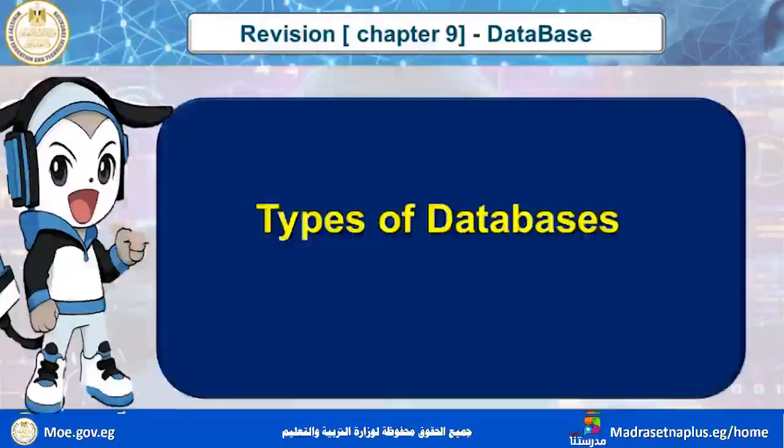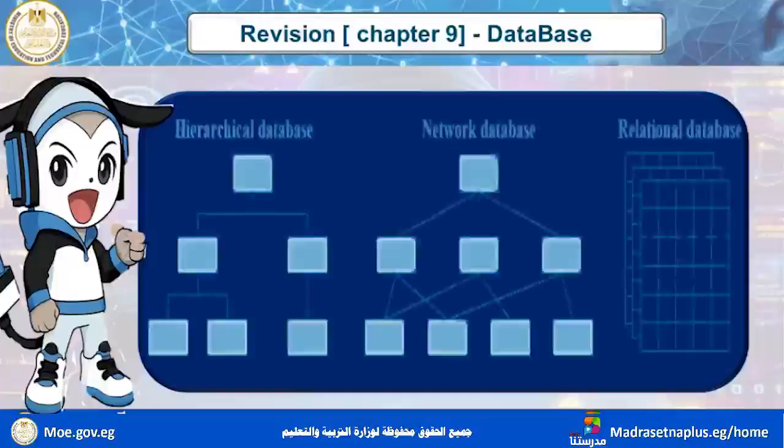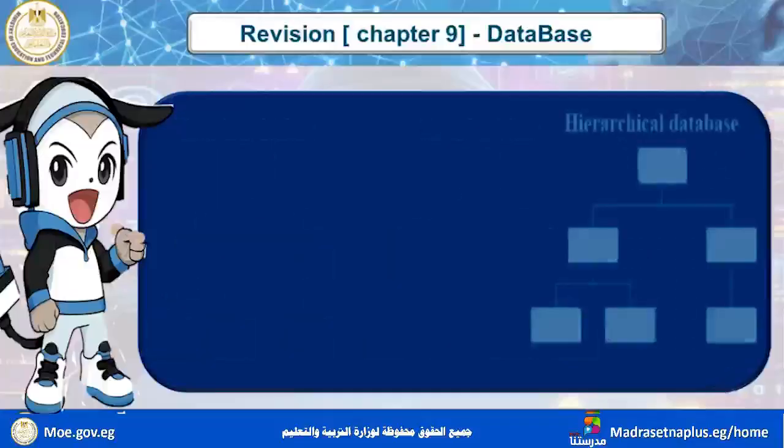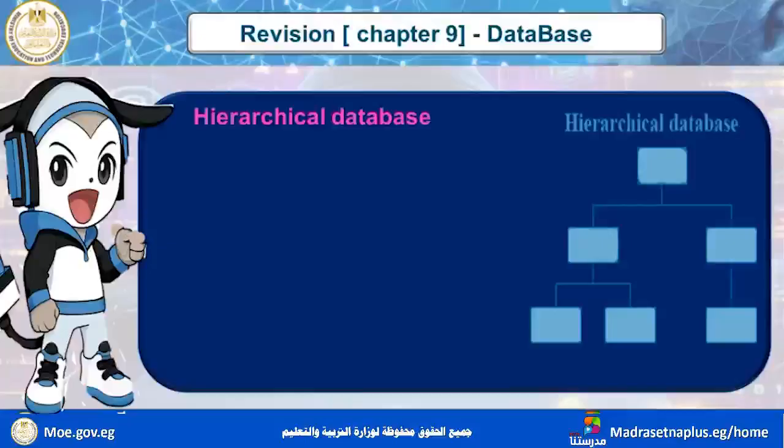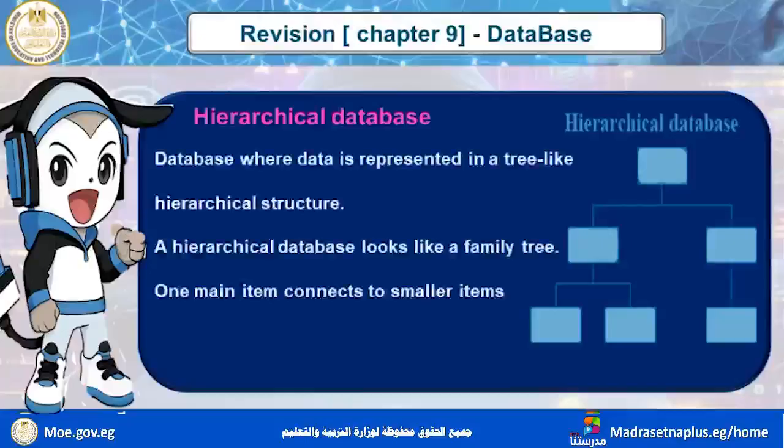What are the types of database? Hierarchical database, network database, and relational database. What is a hierarchical database? It is a database where data is represented in a tree-like hierarchical structure. A hierarchical database looks like a family tree. One main item is connected to smaller items.